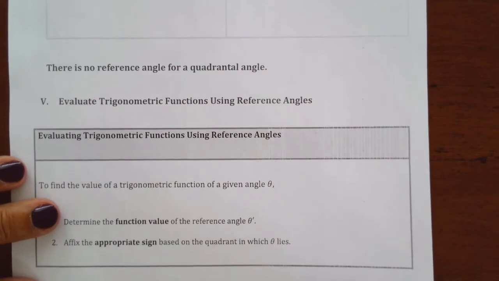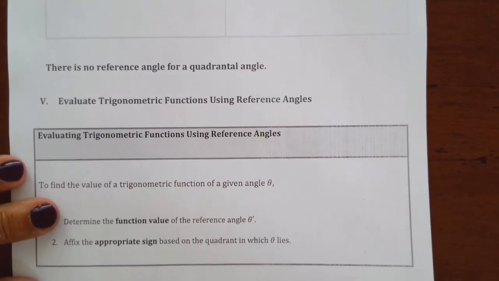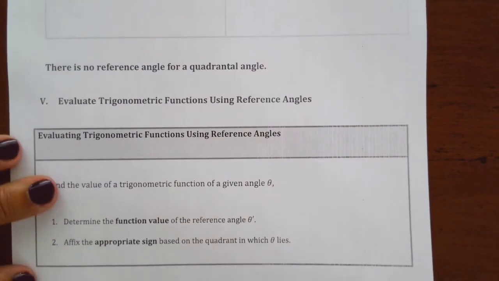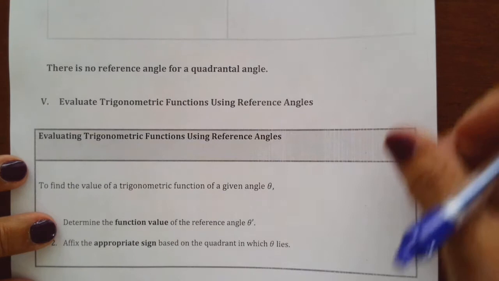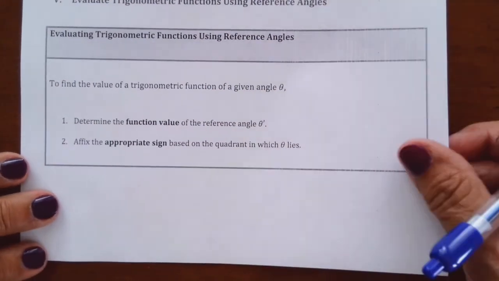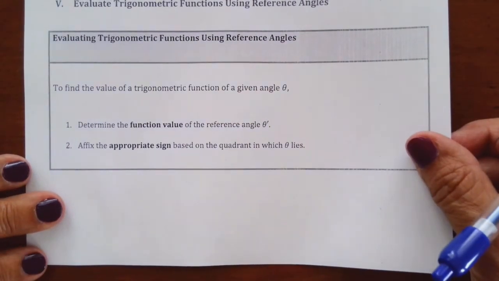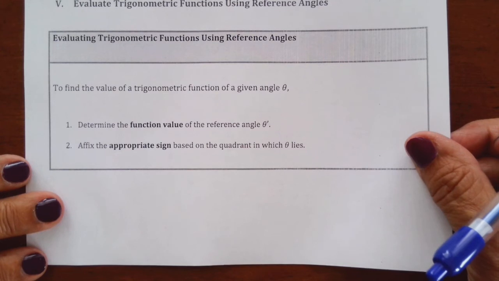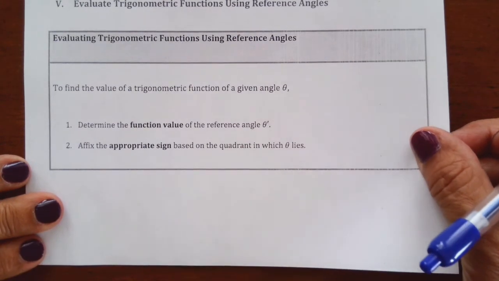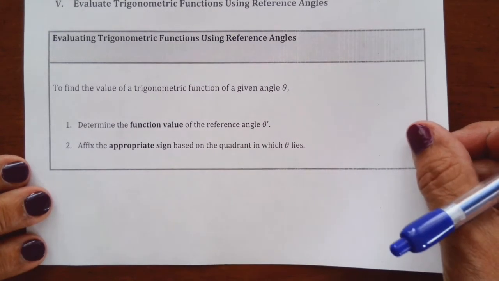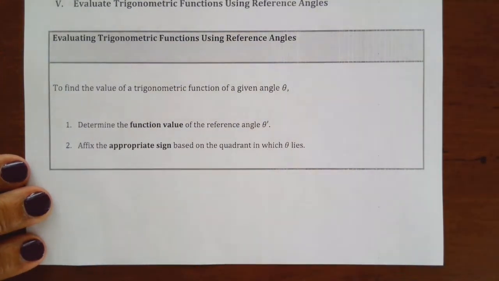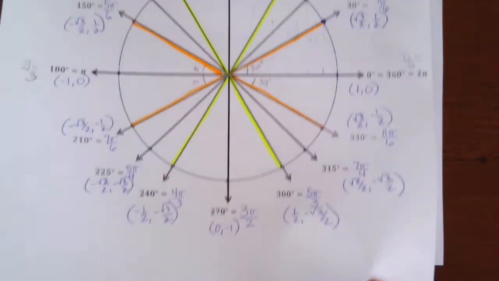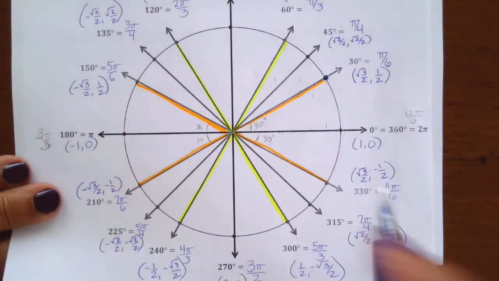All right, there is no reference angle for quadrantal angles, so those don't exist because there's no acute angle for those, okay? And now we're going to talk about evaluating trig functions and using reference angles. So it says to find the value of a trig function of a given angle, determine the function value of the reference angle, and then affix the appropriate sign based on the quadrant. So that all goes back to what we did in the first part, where we know the corresponding angles.